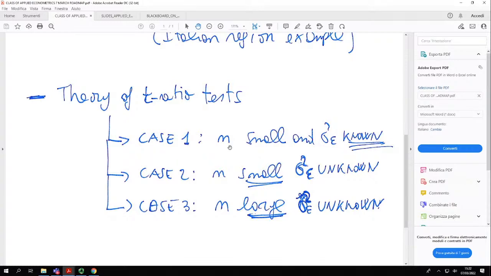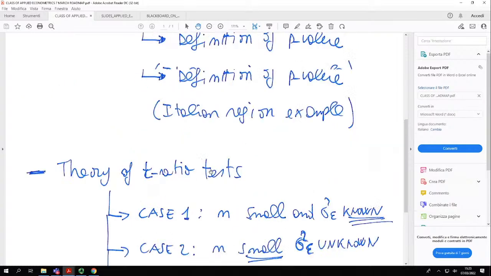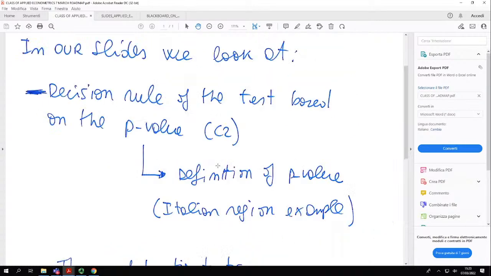Case 1 is the case where we have a small sample and the econometrician knows sigma before estimation. We don't know it. But from a teaching point of view, we will consider these 3 cases. And this should be more or less the roadmap today, okay? And I will try to complement our theory with empirical things.